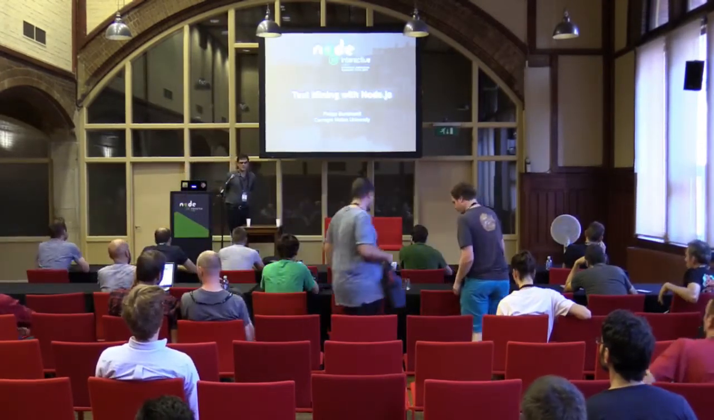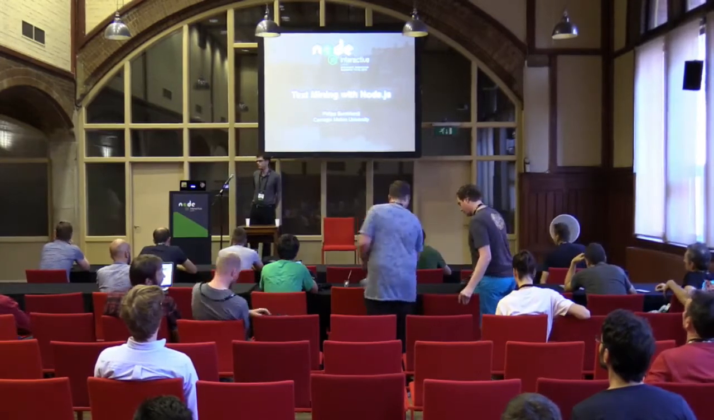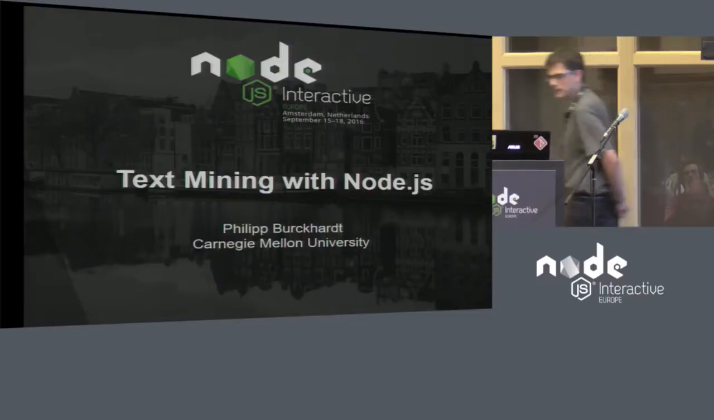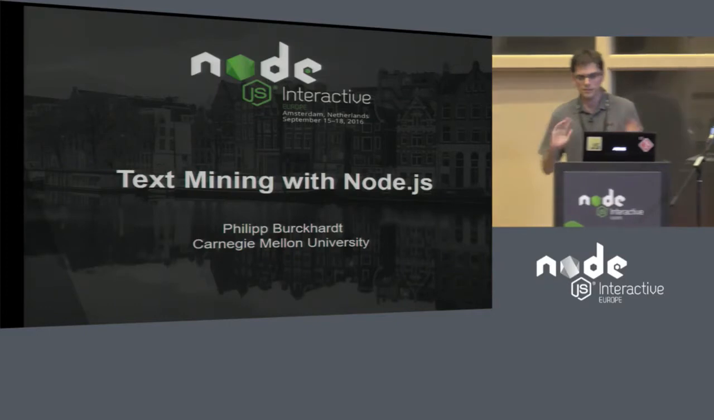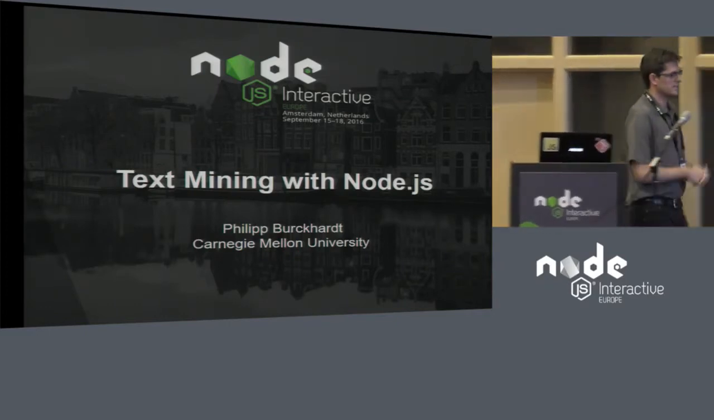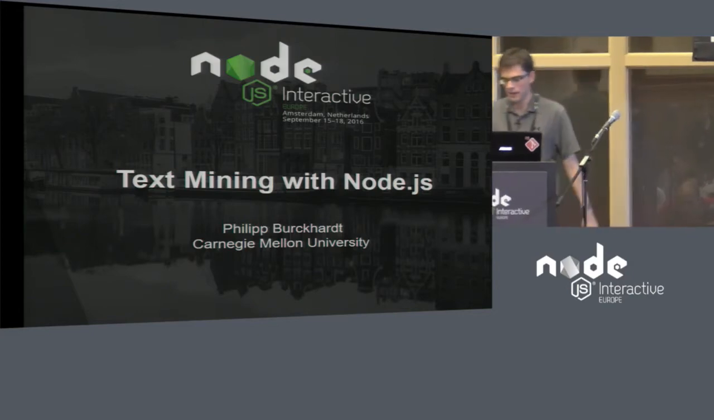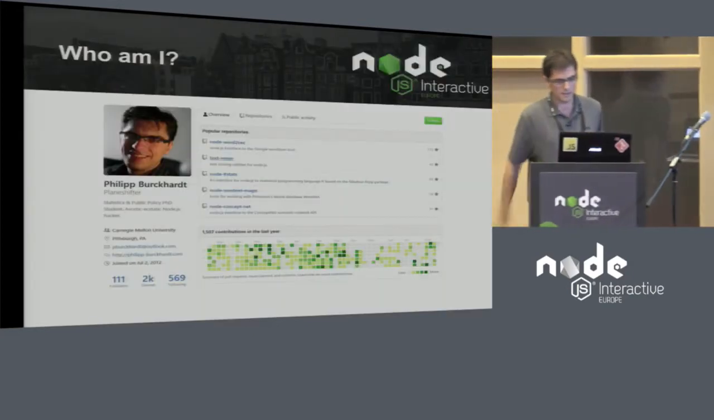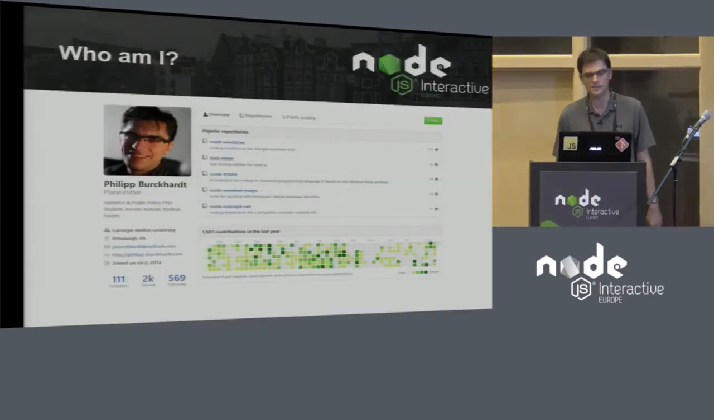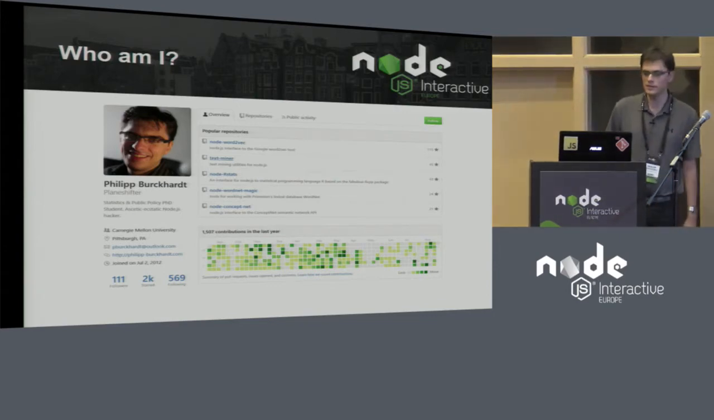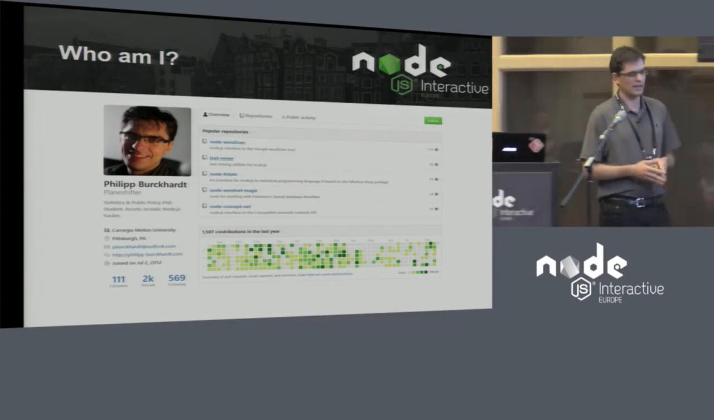My name is Philipp Burckhardt. I'm a fourth-year PhD student at Carnegie Mellon University, mostly working in computational statistics with applications in healthcare and education. But what brought me here more is my alias, Planeshifter, who's quite busy working on NPM modules for statistics, text mining, and other things.